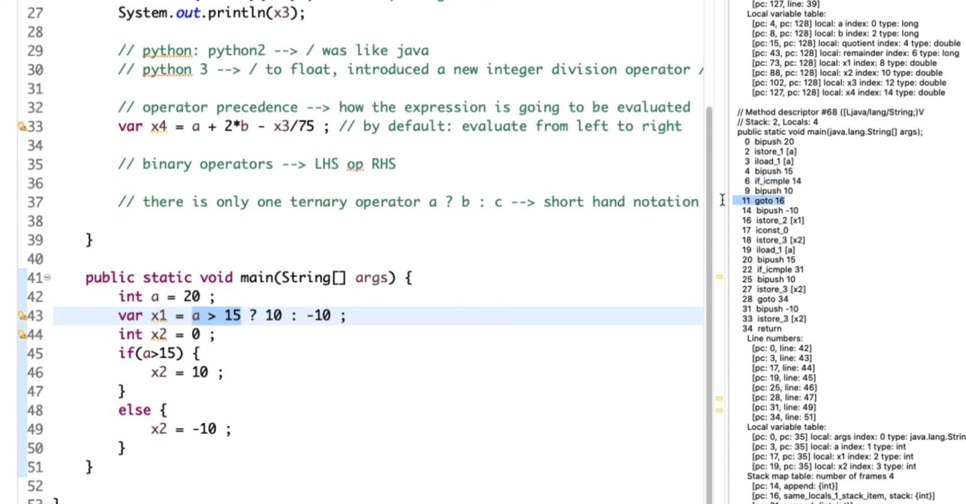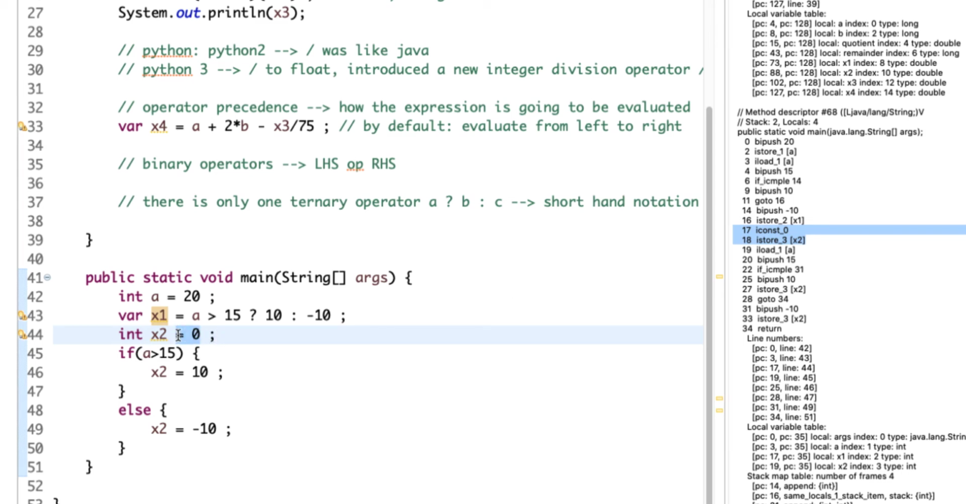So we jump to 14. If A is greater than 15, we push 10. And then we go to line 16, which means now that we push 10, we store 10 in the x1, right? So the result from here up to line 16 is going to be either x1 becomes 10 or minus 10. And then iconst_0, we are loading this literal to the stack, and then we store it in variable x2, right? This is just initialization.